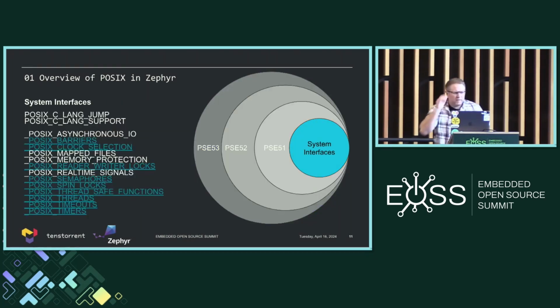Starting off, the very basic fundamental requirements are these, like asynchronous I/O, which we actually do not support. I don't know if there are a lot of people out there that do support it. Barriers, clock selection, et cetera. I'm just going to try and breeze through this part, so if there are any questions at any point, feel free to just interrupt me. But these are all the fundamental building blocks. We've got multi-threading, synchronization, real-time signals, memory mapping.